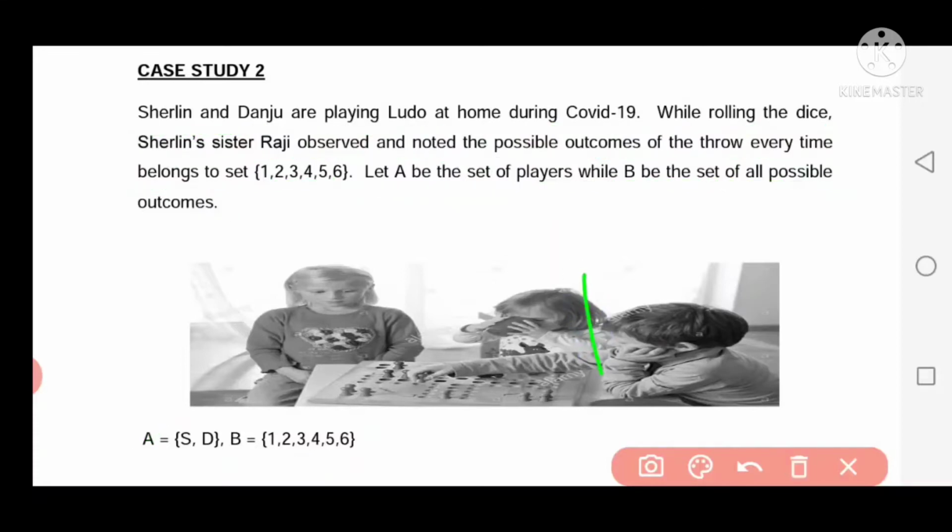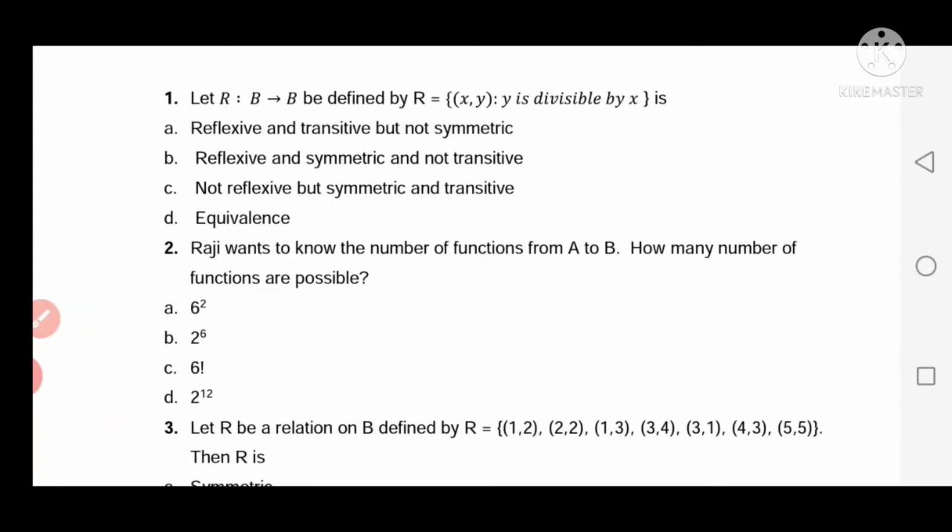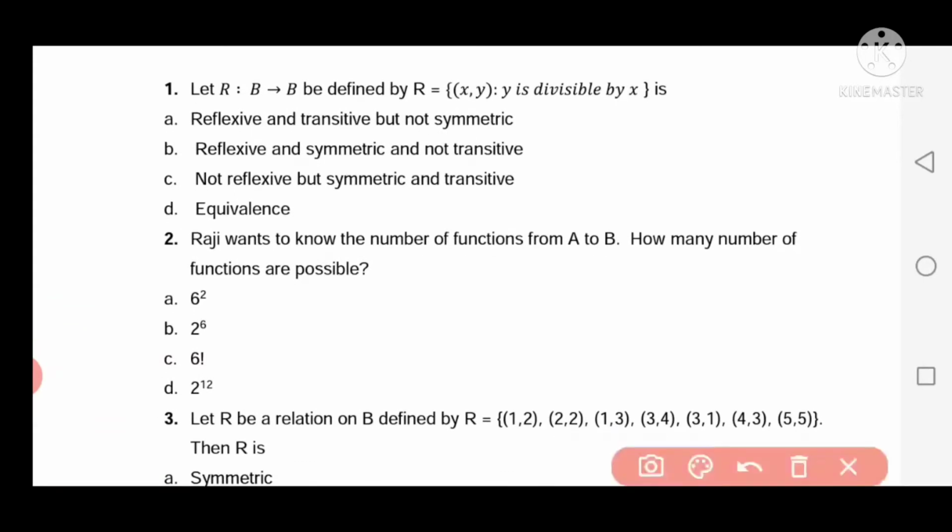Look here, we will do some multiple choice questions on this. Later here R is from B to B. In B we have 6 elements. (X, Y) means Y is divisible by X.